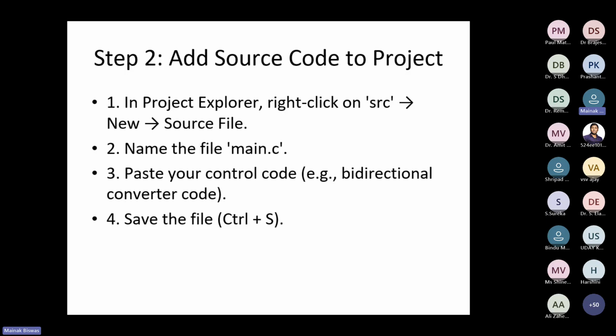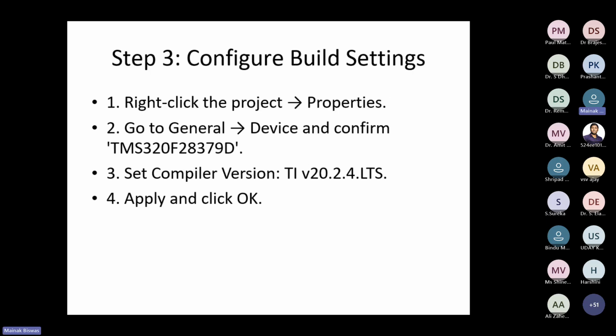Okay, then add the source code to the project. In Project Explorer, click on SRC and then New, then Source File. The file name should be main.c. If not, then you can just write the name main.c, then paste your controller code, in my case that is the bidirectional controller code, then save the file.